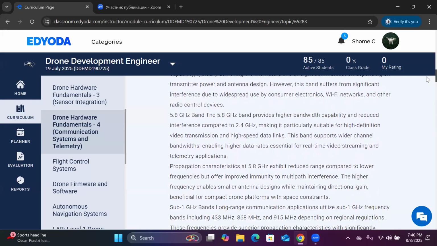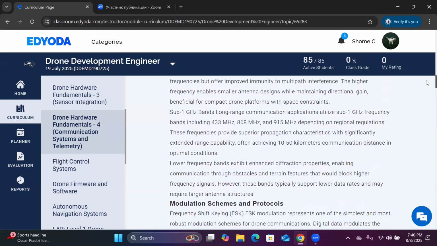So for video transmission, do we have to use 5.8, or will 2.4 also work? For 2.4, you can see some kind of hopping in the video. The streaming will not be that good, because, as I told you, for 2.4 gigahertz a lot of cellular interference will come into the picture, which is not the same for 5.8 gigahertz.